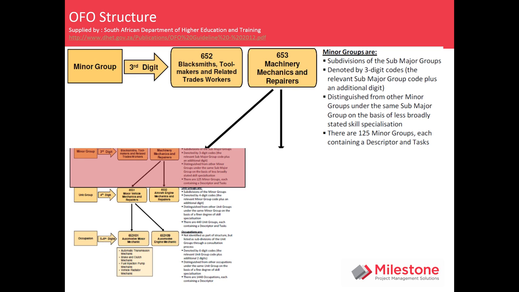Let's take the next one, minor. Now we can start to get more specific about who we're looking for in our OFO structure. It is the third digit grouping, so major dot submajor dot minor, all the three X's. And there are 125 within this level of grouping.